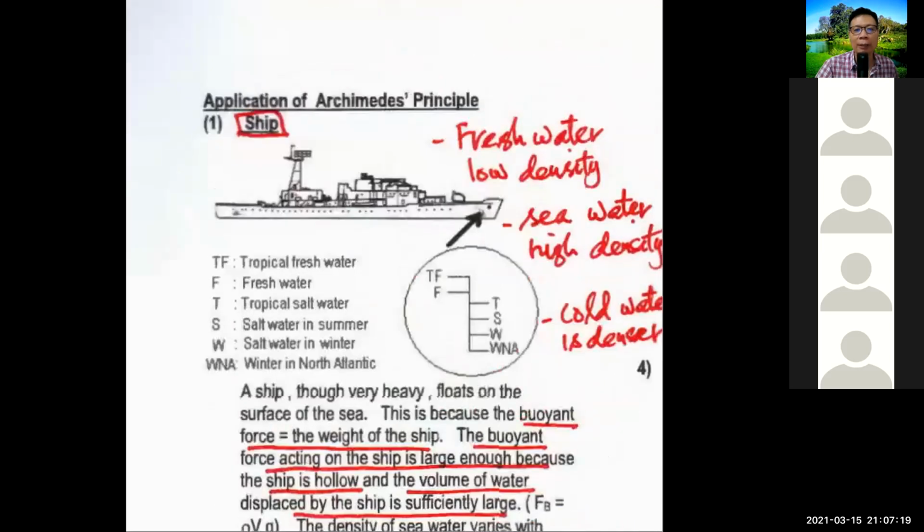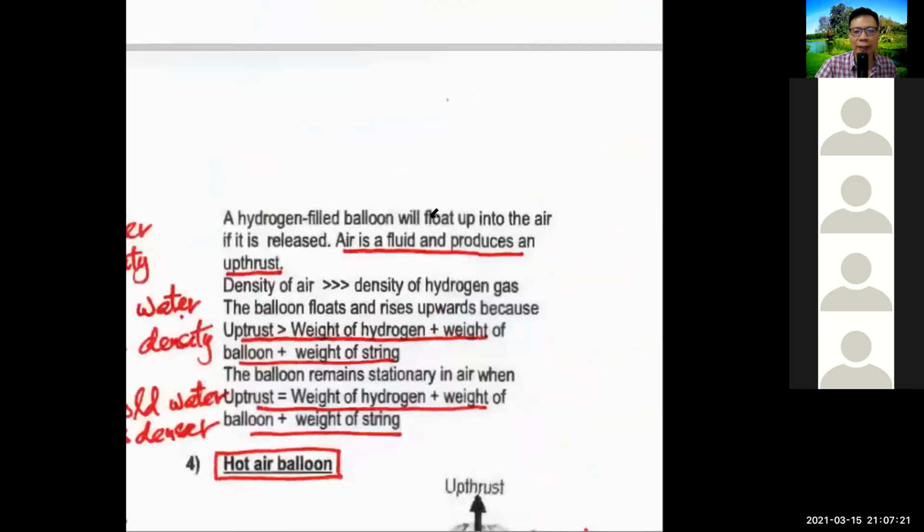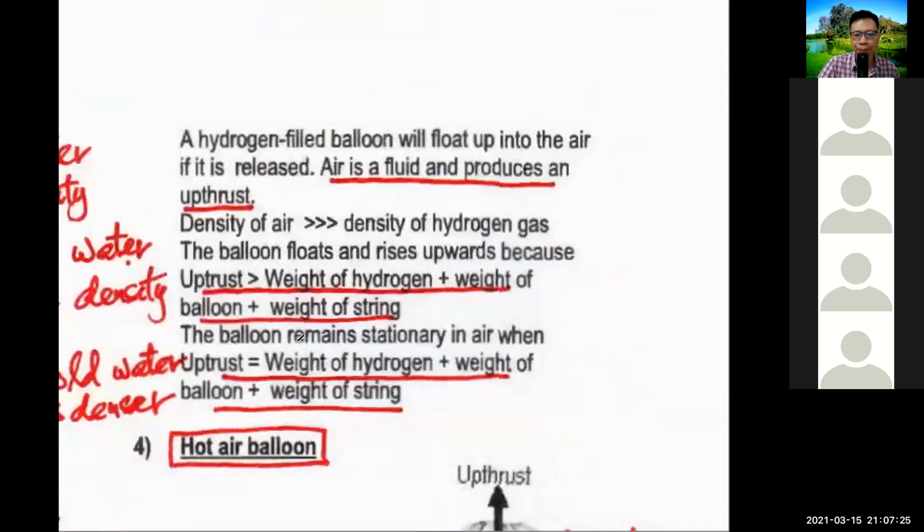So this is a hydrogen filled balloon. Okay, you read a little bit here. Come, read here. This one, read yourself. This is something about the hydrogen filled balloon. Read it yourself.